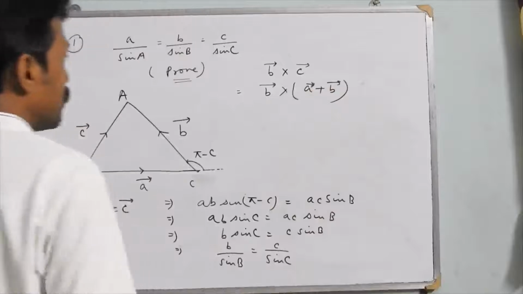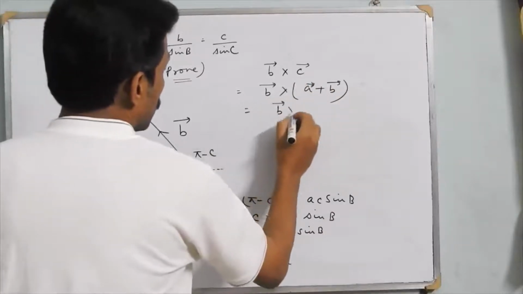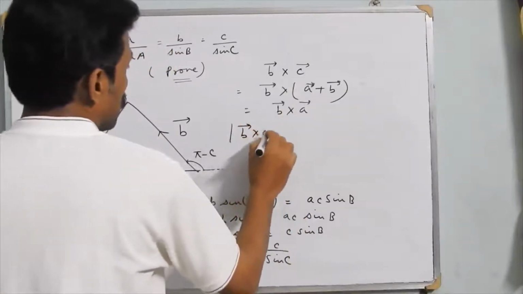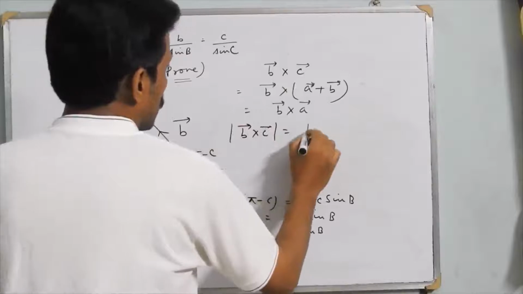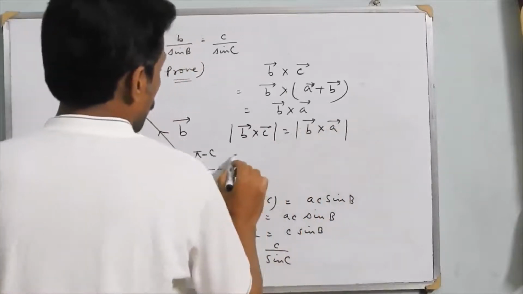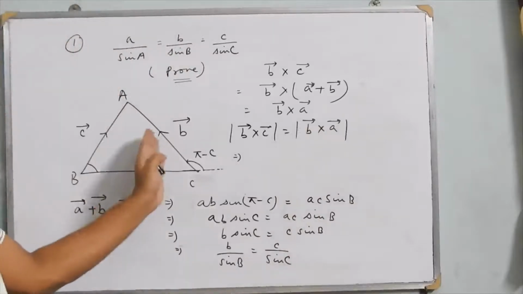Now you see that B cross A will get, because B cross B is 0. So this is B cross A, which means modulus of B cross C is same as modulus of B cross A. Now what is modulus of B cross C? B vector cross C vector.